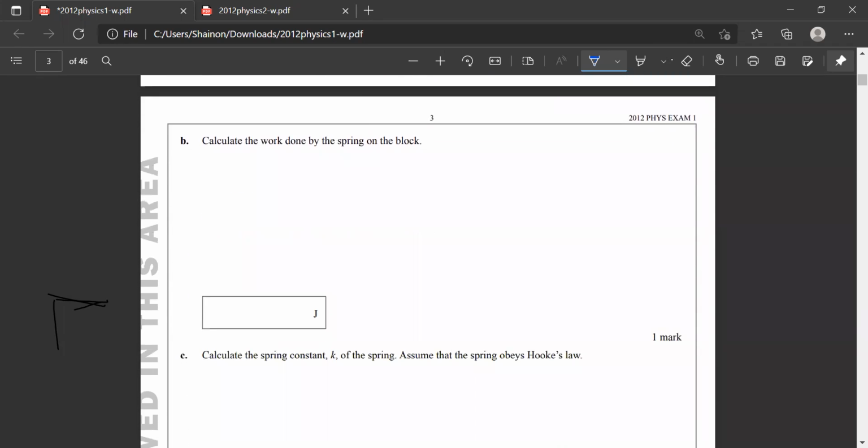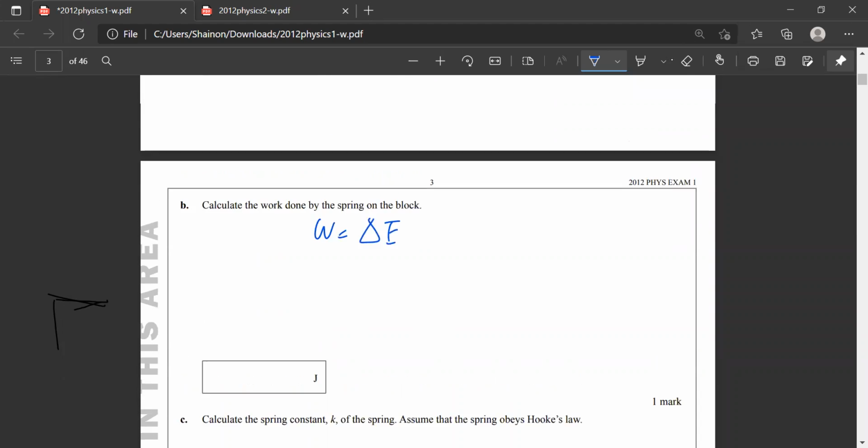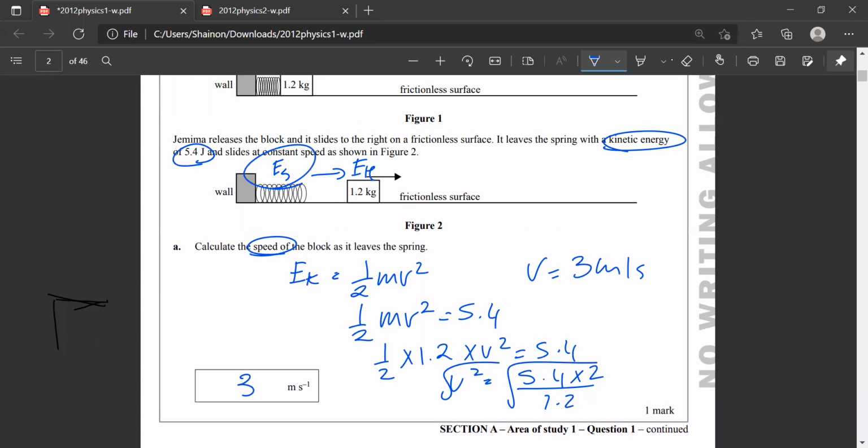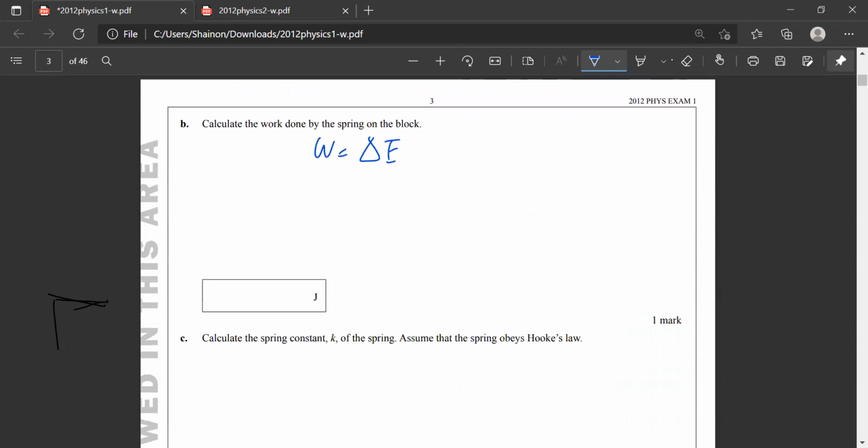The work done. Work equals change in energy. So the change in energy was from strain to kinetic, and that's 5.4. So it's just 5.4 joules.